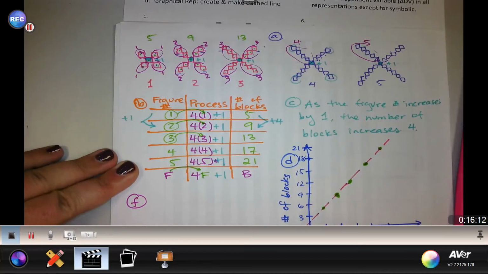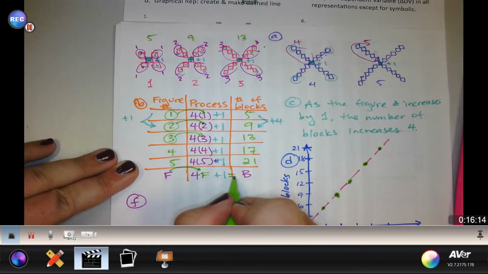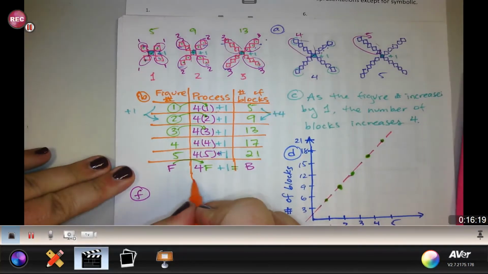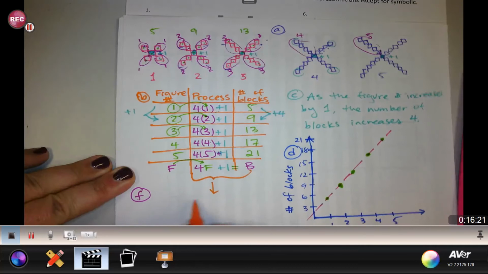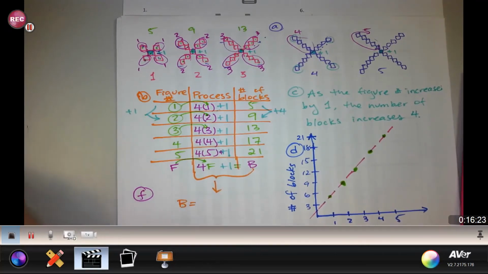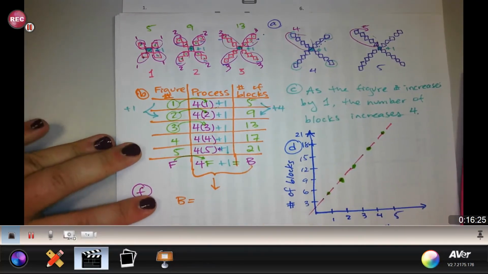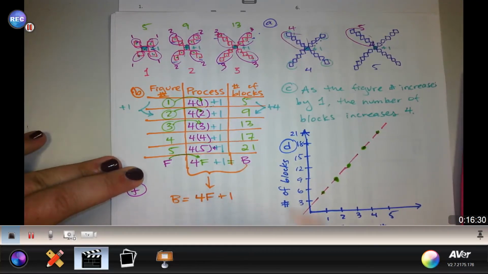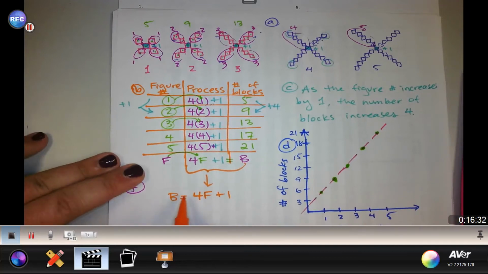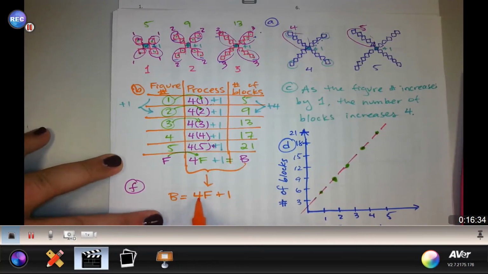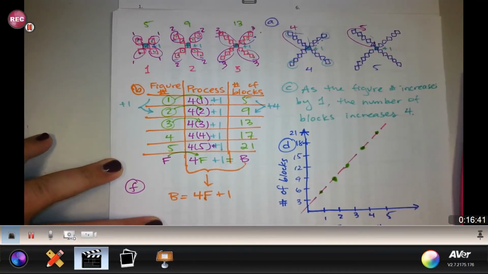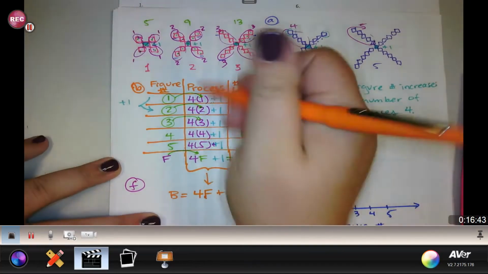That's it. Done. Okay? And then that equals B. So then I can take that, and that is my process. B equals, we just kind of put the one thing first for some reason. It's like the mathematical proper way. 4F plus 1. Because it stands for the number of blocks is equal to 4 groups of the figure number, whatever that happens to be. So in this one, 4 groups of 5, plus 1 more, the end. Okay? So that's how you can get it from the process.